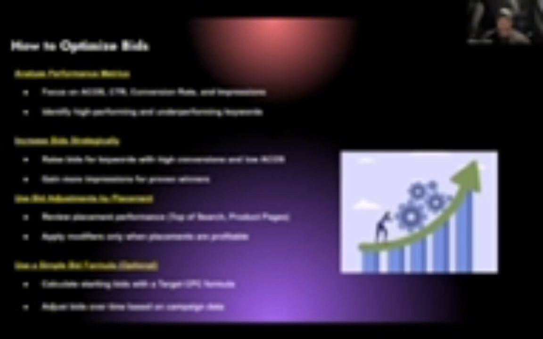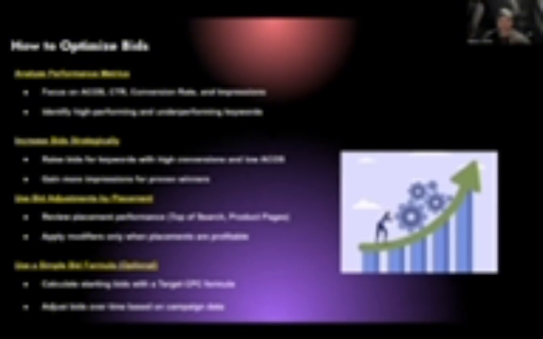Increase bids strategically. Raise bids for keywords with high conversions and low ACoS. You want to gain more impressions for proven winners, so you can scale and keep that good ACoS and increase that sales volume. Use bid adjustments by placement. Review placement performance, like I was saying before: top of search, product pages, and rest of search, and apply modifiers only when placements are profitable.